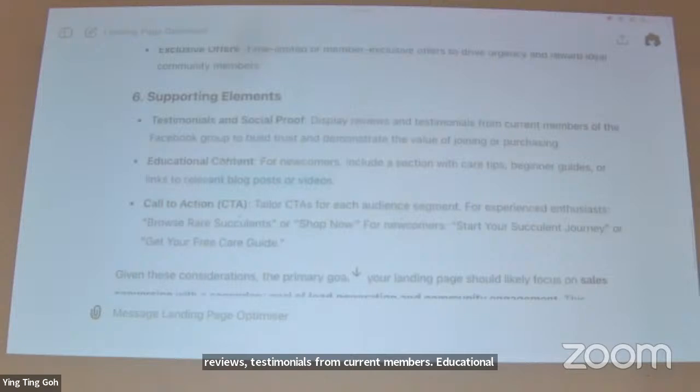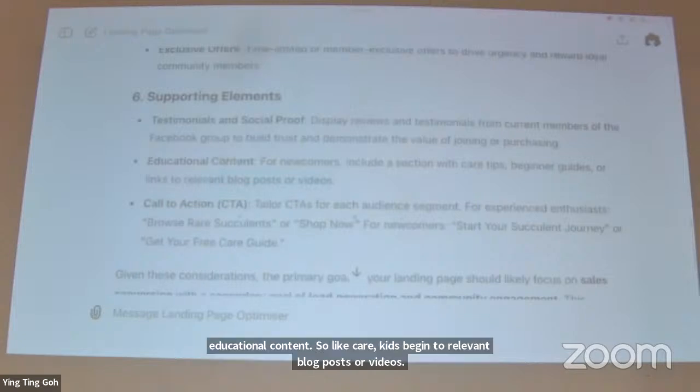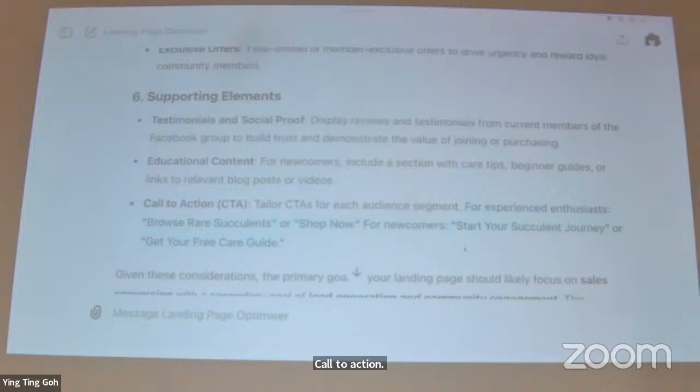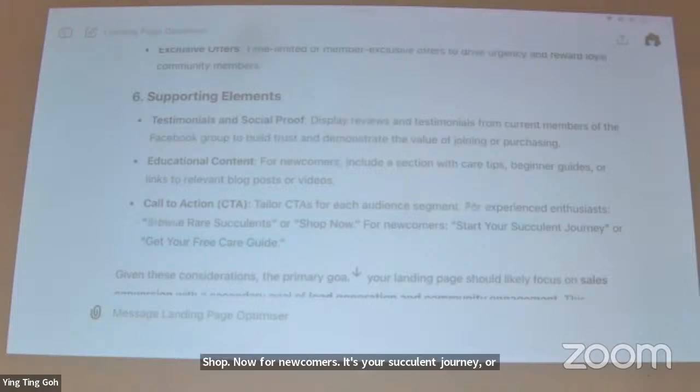Call to action, I like it because it's already giving me actions that I can focus on. So it says browse rare succulents, shop now. For newcomers, it's start your succulent journey or get your free care guide. I feel like these are really, really nice.